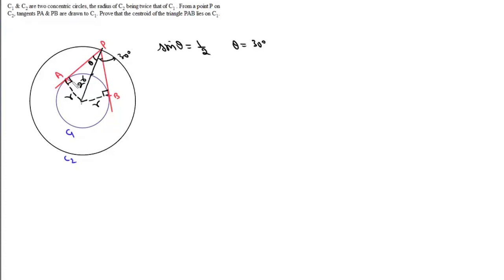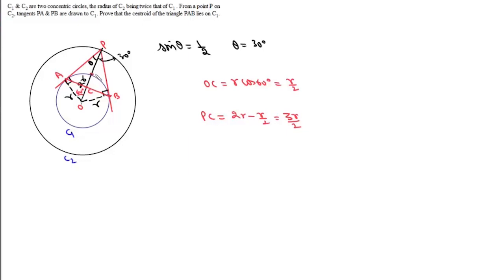Now we'll complete this triangle PAB, and let this point be C. Now this angle is 60 degrees. Then we can write OC as R cos 60, so it is R by 2. Then PC will be 2R minus R by 2, and that will be 3R by 2. Now this PC is a median.